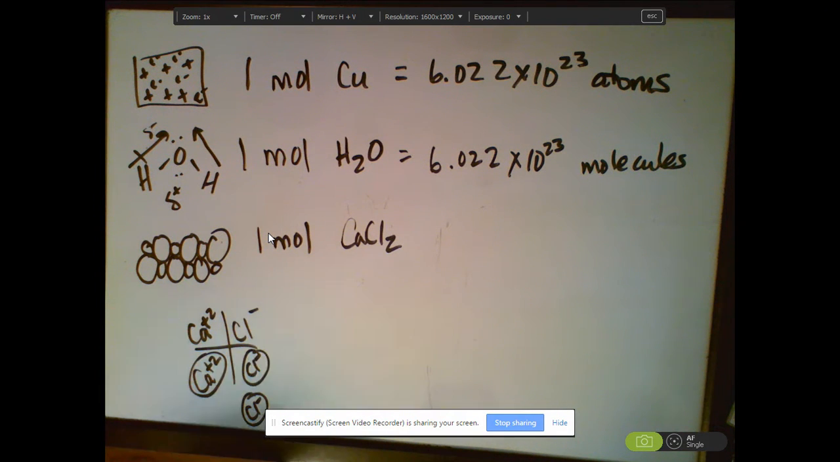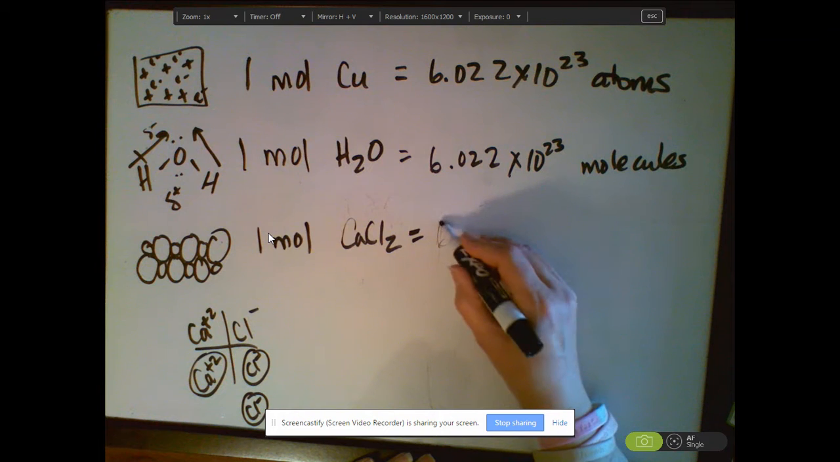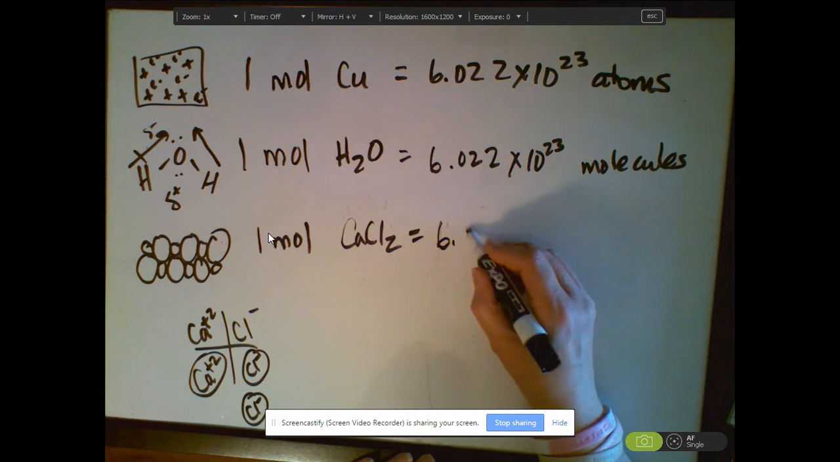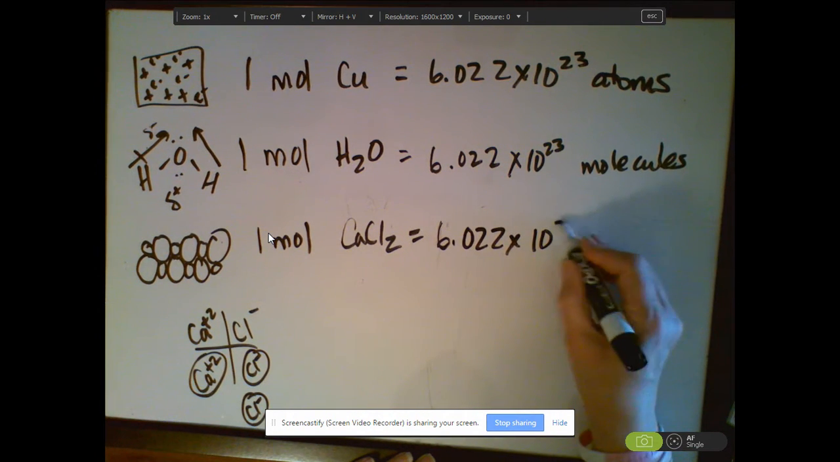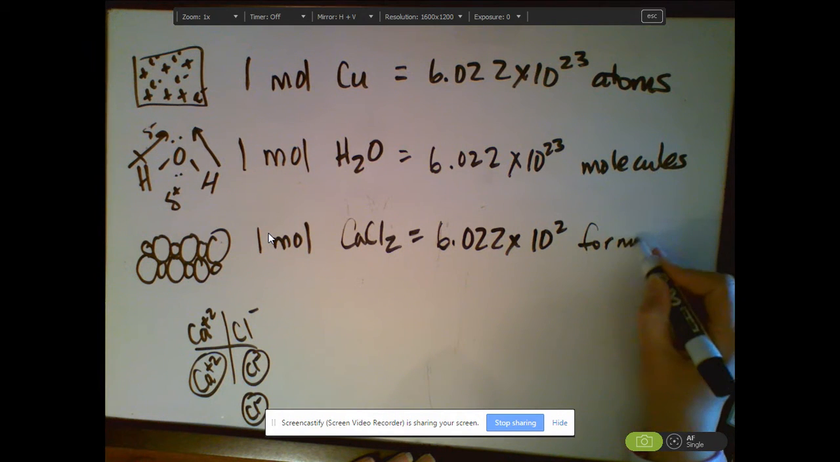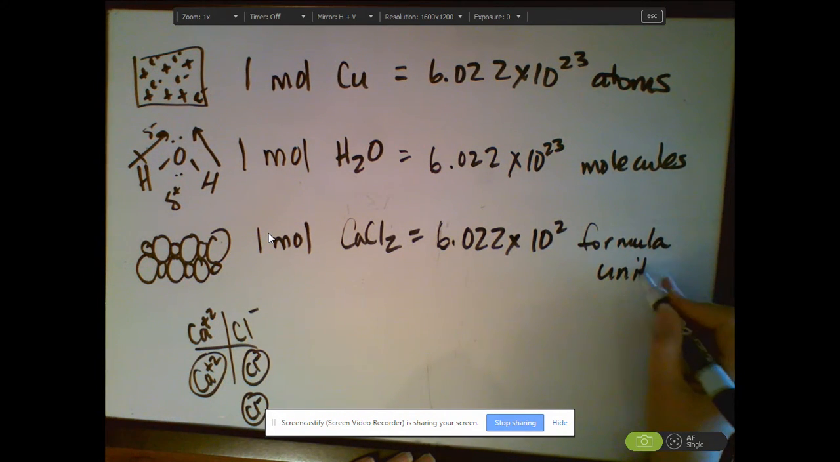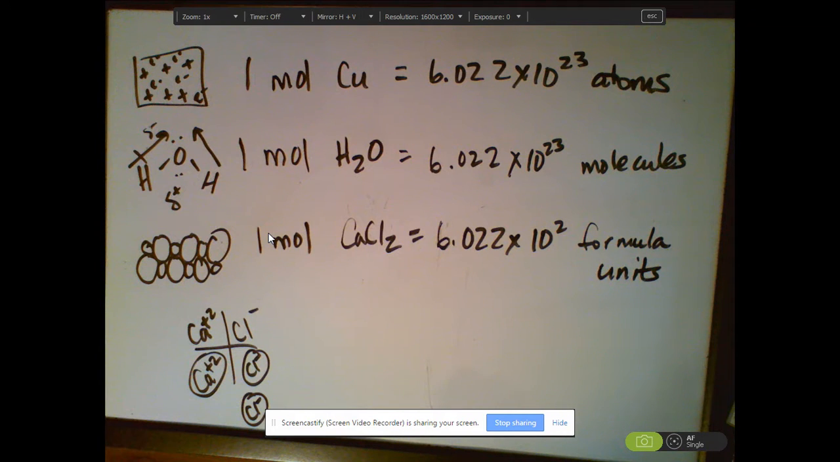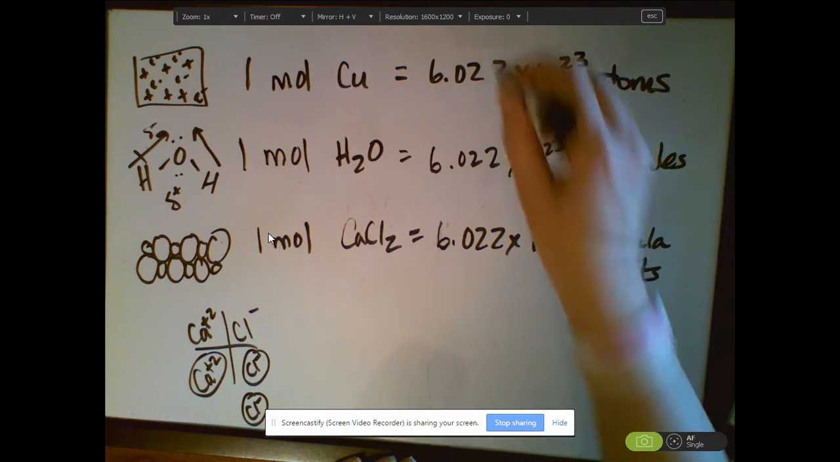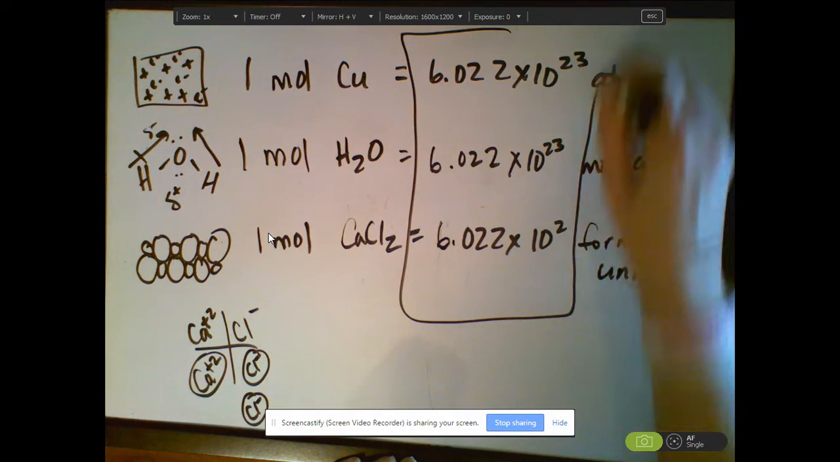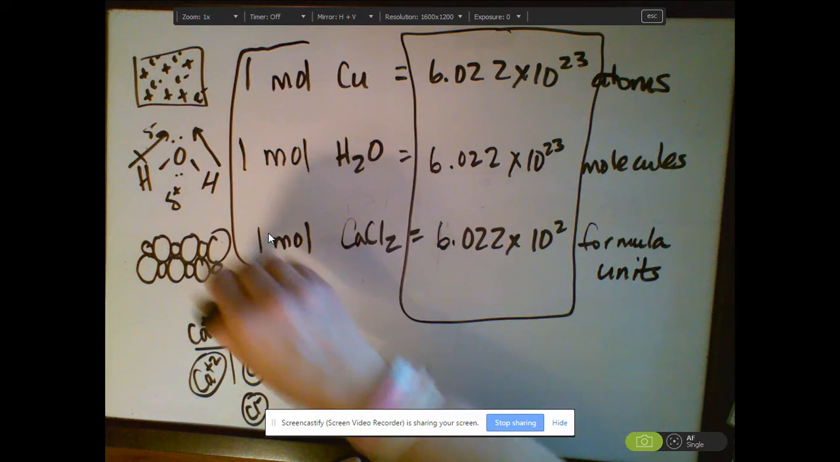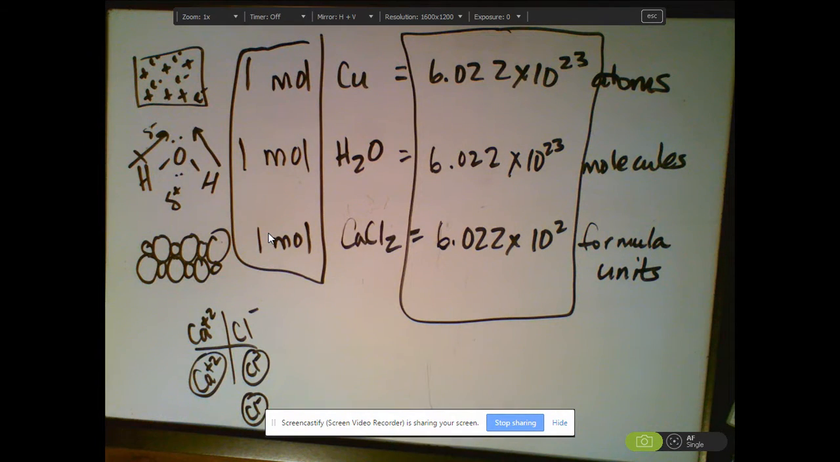Well, even though it's substantially different in its properties than water or elemental copper, notice the similarity in that if you had a mole of calcium chloride, you'd still have 6.022 times 10 to the 23rd, but the smallest part of an ionic compound is called a formula unit. And a formula unit for calcium chloride would be 1 calcium and 2 chlorides. But the key again is that when you have a mole of something, what you have is 6.022 times 10 to the 23rd.